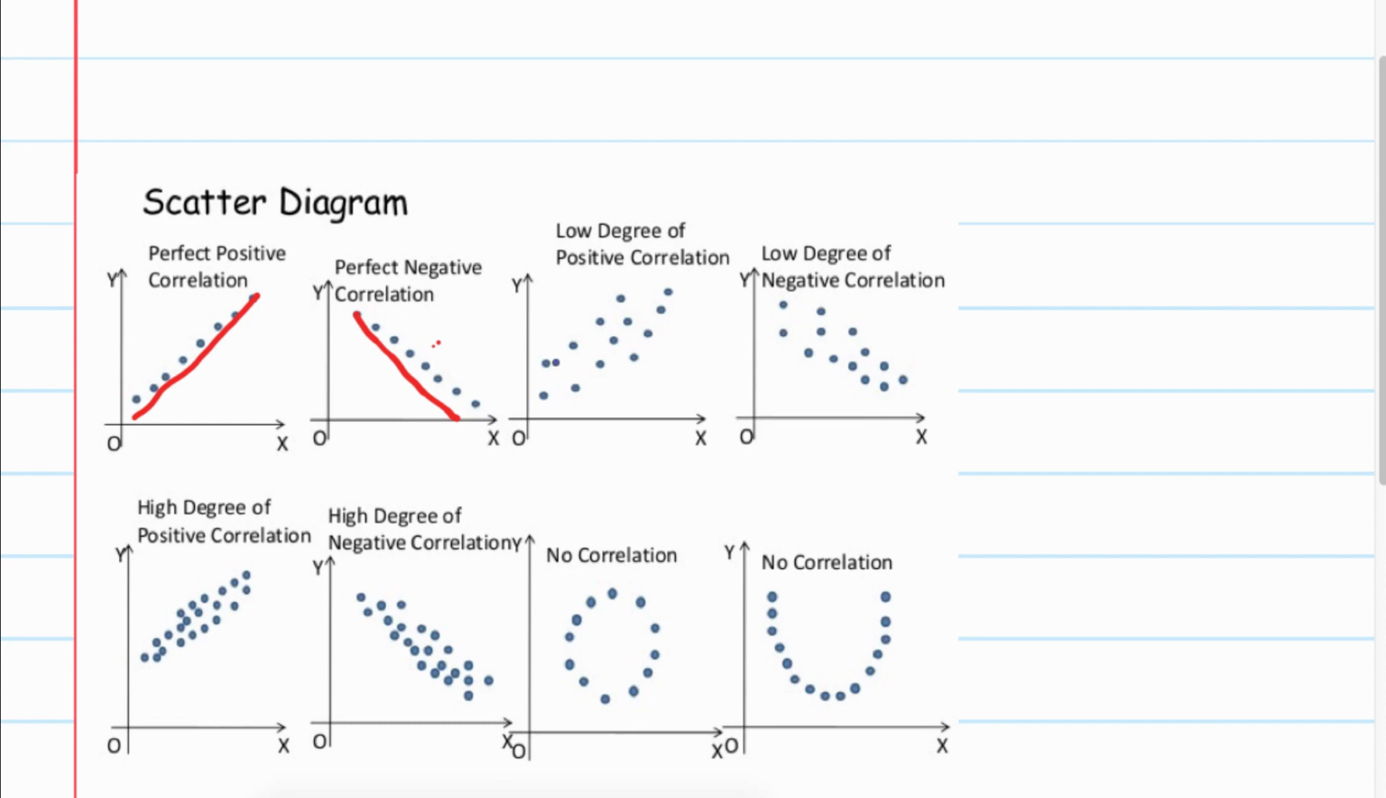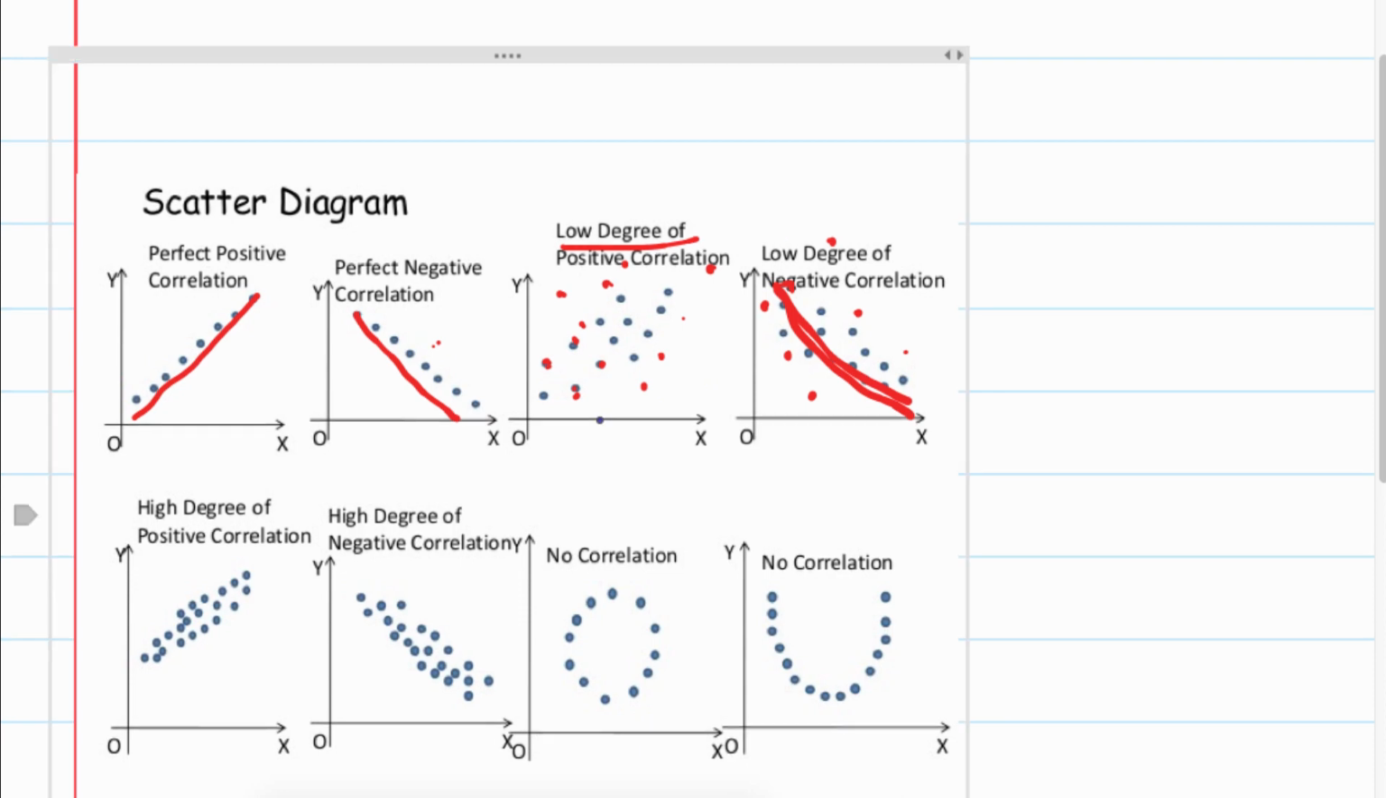The next thing you should see is that if you have this type of connection, for instance, we say low degree of positive correlation. Remember, when it's going up like this, it's positive, right? But what makes it low degree is that the points are a little bit scattered. Though they are going positive, they are wide from each other, very wide from each other. We say low degree of positive correlation. And because this one is going down, it makes it negative, but though it is going down, the points are still scattered too far from each other, we say it's low degree of negative correlation.